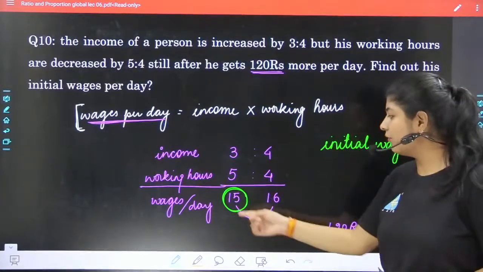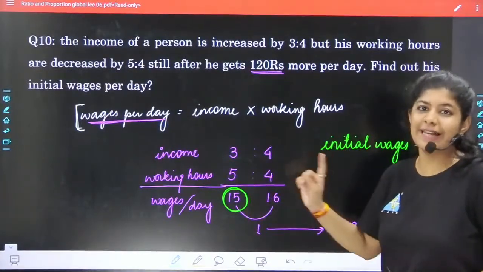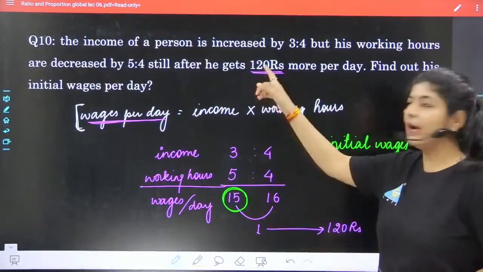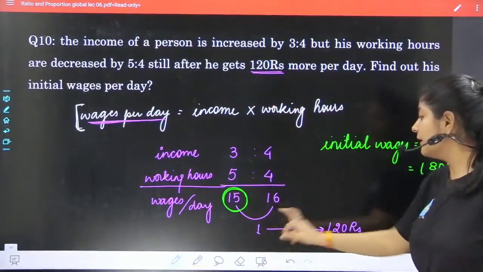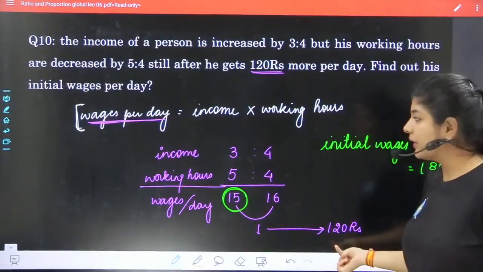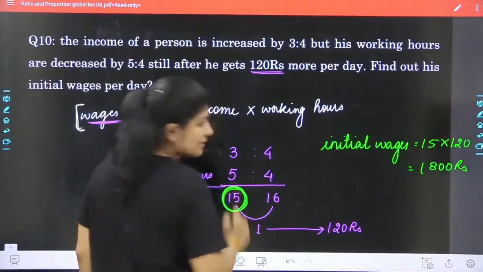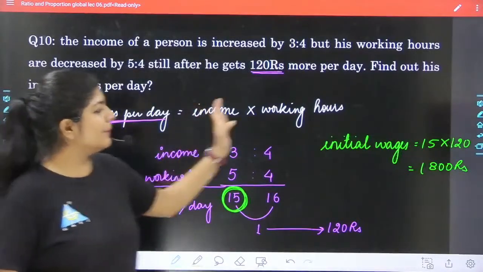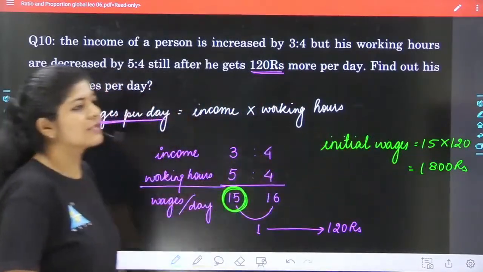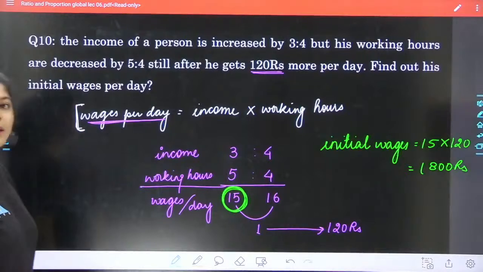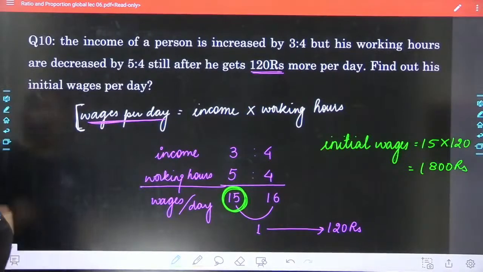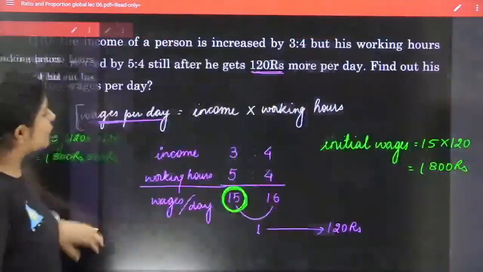There's a change of 1 rupee, but as per the question there's a change of 120 rupees. That means 1 is equal to 120 rupees. Now we have to find the initial wages, that is equal to 15. So we simply multiply 15 by 120 to calculate our answer. Clear? Okay. Next question.